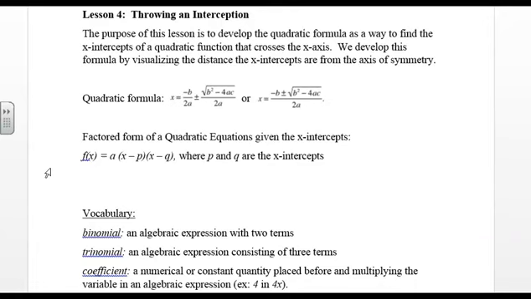Some vocabulary that is essential in this lesson is binomial, which is an algebraic expression with two terms. A trinomial is an algebraic expression consisting of three terms. And the definition of a coefficient is a numerical or constant quantity placed before and multiplying the variable in an algebraic expression. For example, the 4 in 4x.